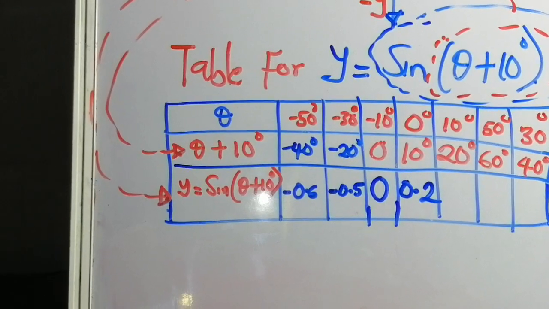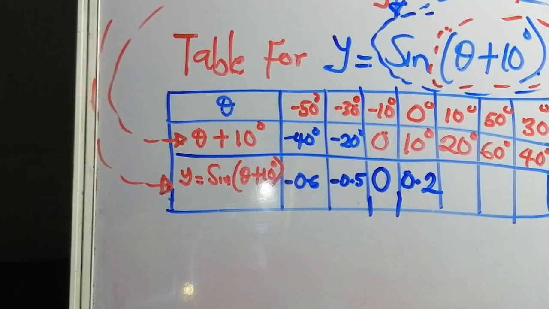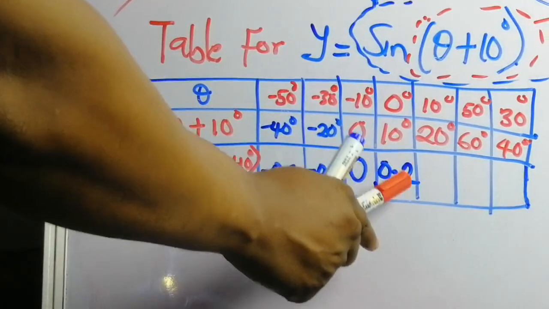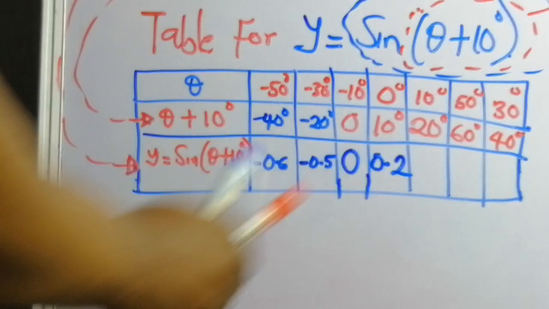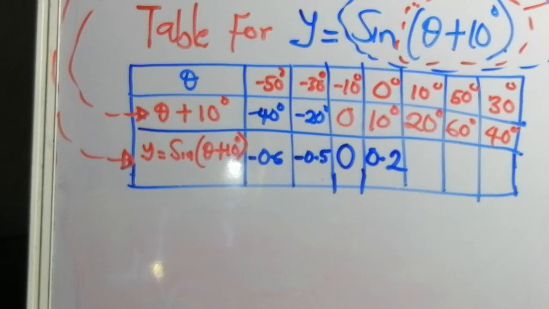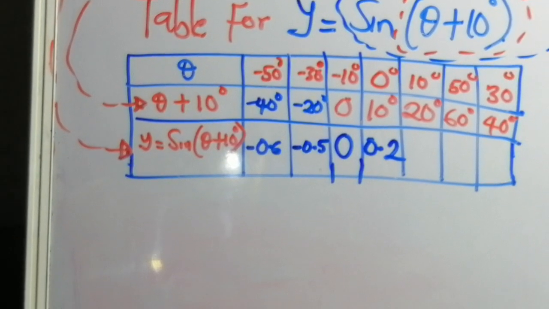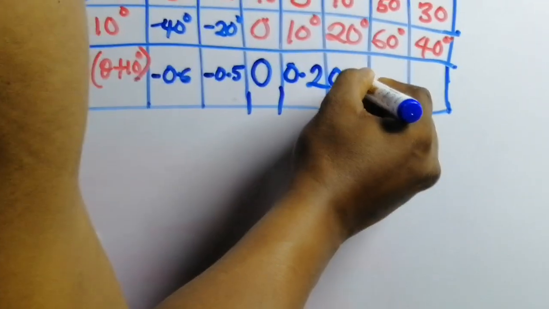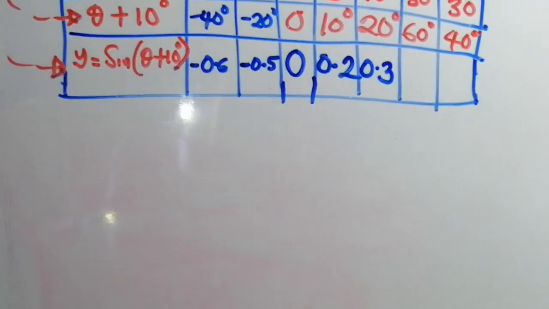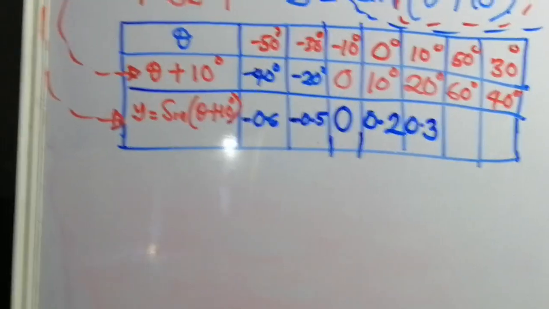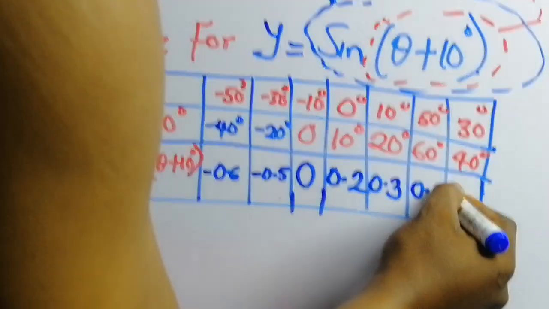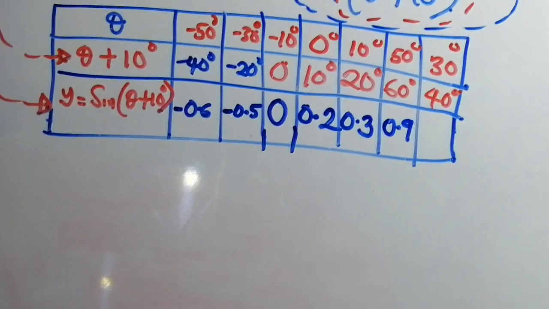Sine 20 degrees. When you press your sine 20 degrees, for sine 20, you will get 0.34, which is approximately 0.3. Then the next one is sine 60. You get 0.87, but you can approximate to 0.9.